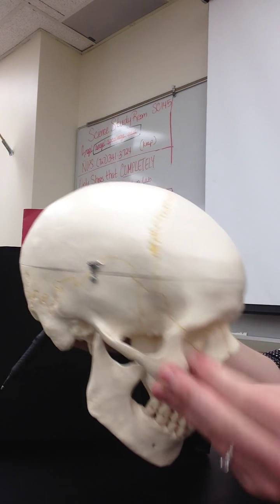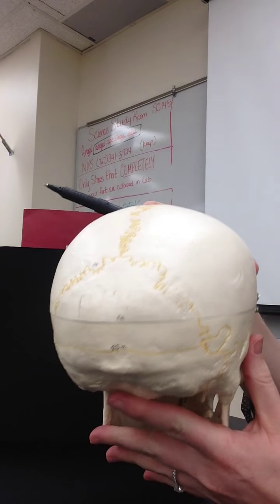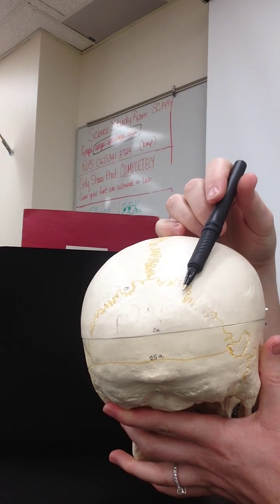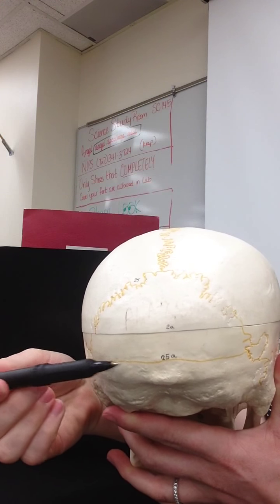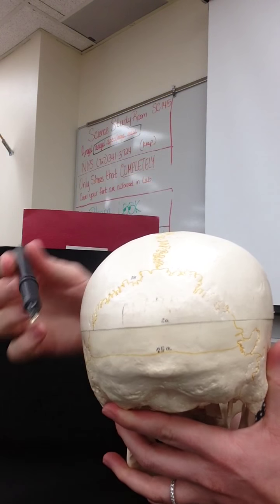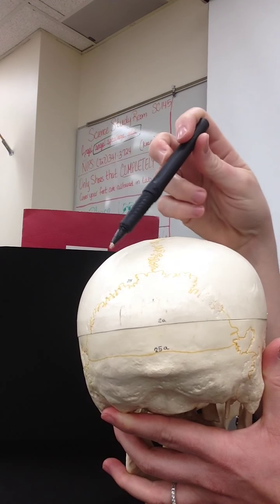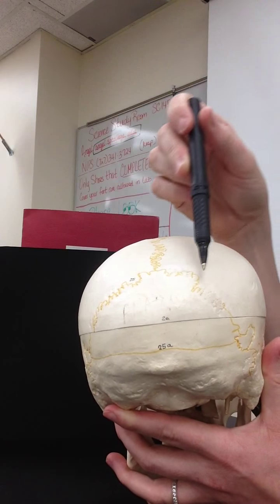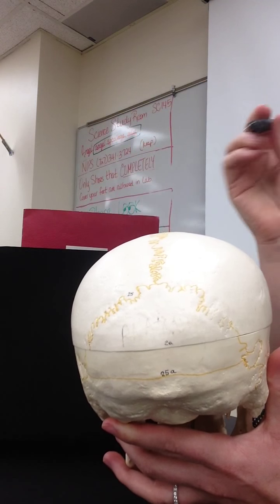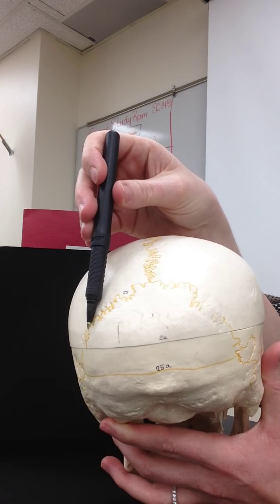Now if we turn the skull around and look at the inferior posterior portion of the skull, you find the occipital bone. So here's your occipital bone, and the suture that shows where the occipital has fused to the parietals is known as your lambdoid suture. So this here is your lambdoid suture.